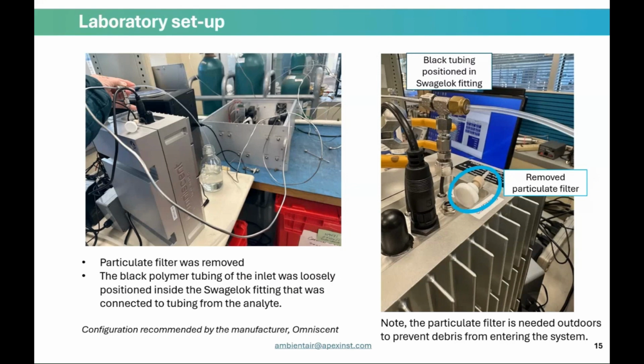First, the laboratory setup that was used. We have a particulate filter that's typically placed on the front end of the sample inlet. It's useful outdoors to prevent debris from entering the system. The particulate filter is here. For the laboratory test, this particulate filter was removed, and the black polymer tubing of the sample inlet was loosely positioned inside of a swage lock fitting here, and that fitting was connected to tubing, which is where the analyte was. This configuration was recommended by Omniscient, the manufacturer.